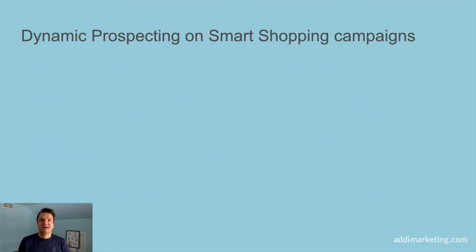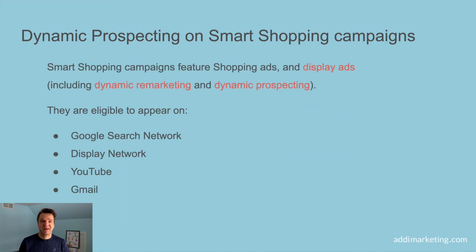Smart shopping campaigns have a display component that uses dynamic prospecting. Dynamic prospecting is like dynamic remarketing, but better. Imagine your potential customer who has never visited your website, doesn't know about your brand, has never even searched your products, but is interested in similar products. And he will start seeing your ads with dynamic prospecting. So that's pure scaling. Another beauty of dynamic prospecting is that the ads show up on several channels: display network, YouTube, Gmail, and of course search.